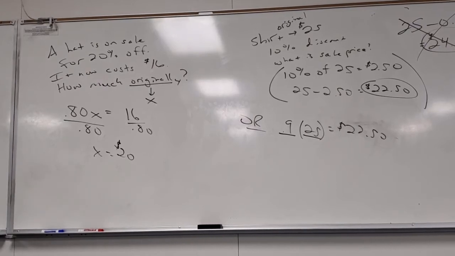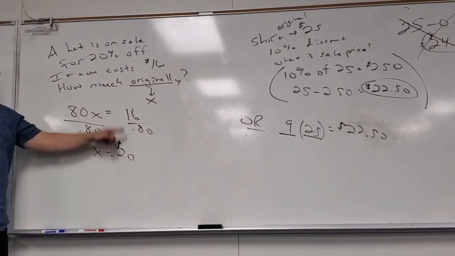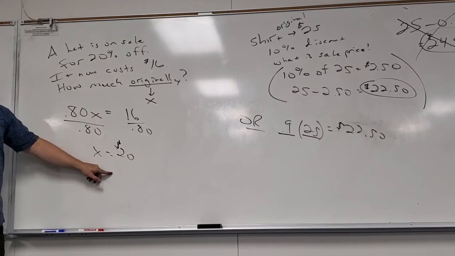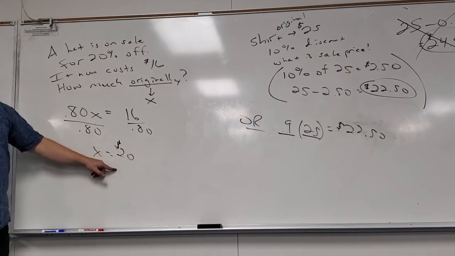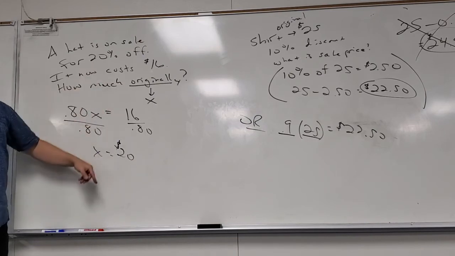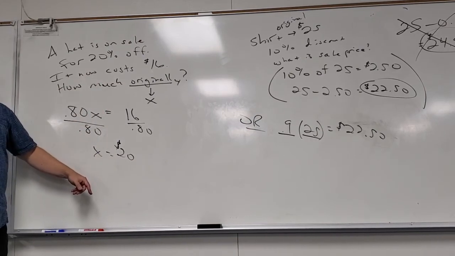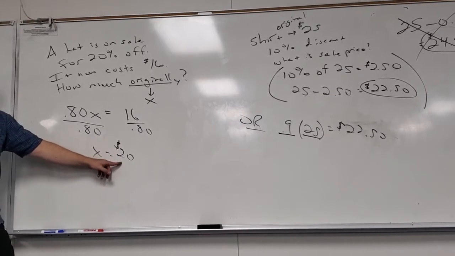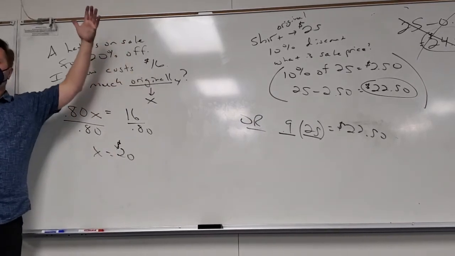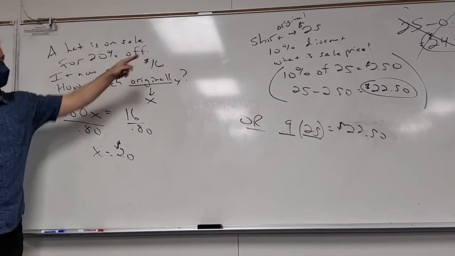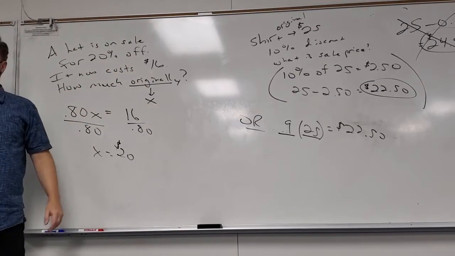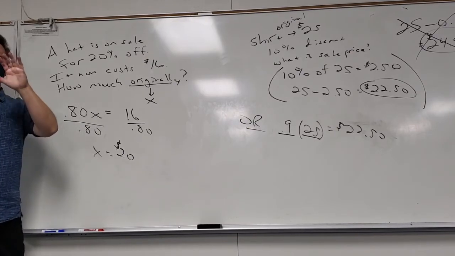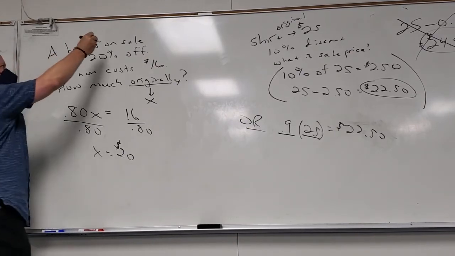Now let's see if that makes sense. If the original was $20, what's 20% of 20? Well, what's 10% of 20? 2. So what's 20% of 20? 4. And what's 4 away from 20? 16. It works. You can check your work at the end because you would just do what we did over there, right? Do you guys understand why?